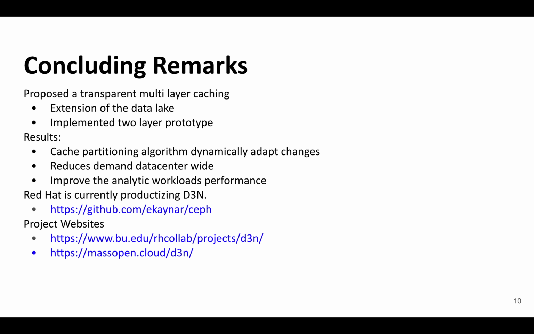You can find more details about our project by visiting our web pages. Also, we have a published paper for D3N, so you can read that paper to learn more and see our interesting results. Currently, Red Hat is productizing the D3N code. So the Red Hat RGW team is working on the upstream.